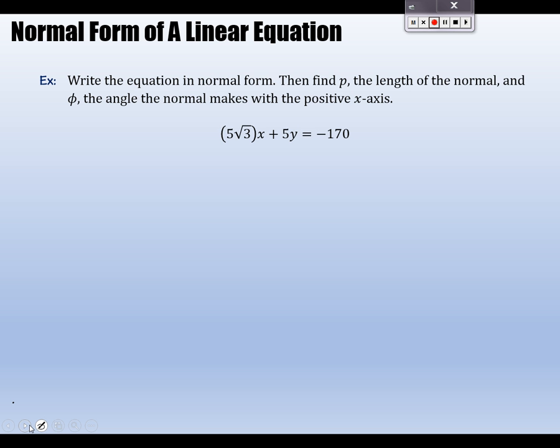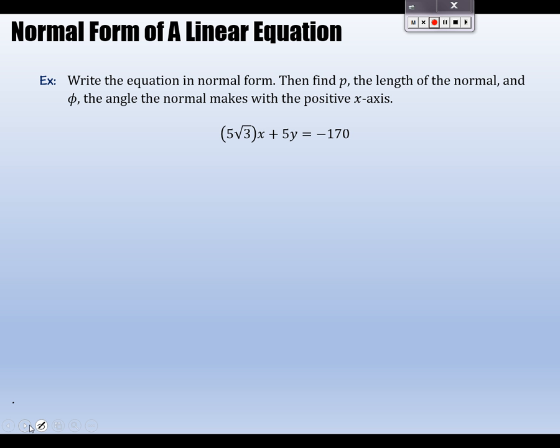All right, let's try going the other way too. I've given you an equation here, and I don't know what you want to call this. Again, maybe we call this standard form. But in the end, I want this to be in normal form, and I'd also like to know what p and phi are for this line. So we might start by using our easy one-step process. We're going to divide through by 5.